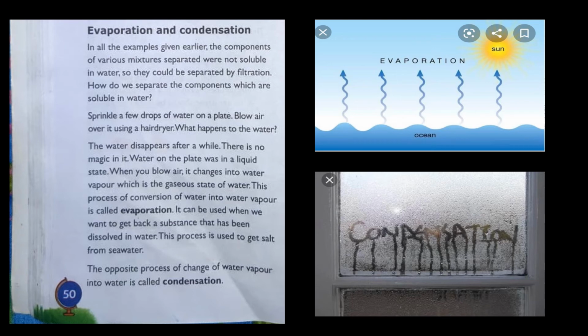Now we are going to talk about condensation. I think you have got evaporation. If you have any doubt, you can ask me. Okay, so now you see condensation. The opposite process, the change of water vapor into water, is called condensation. This also happens exactly in the water cycle.